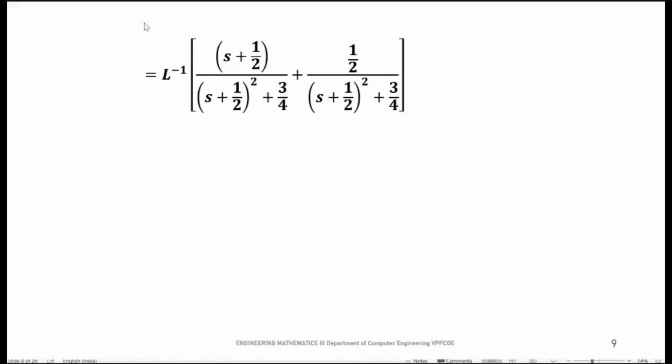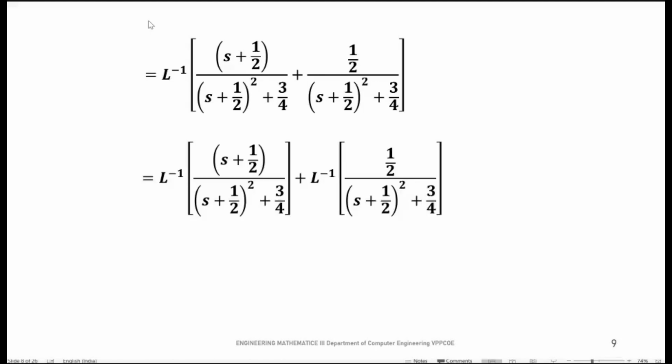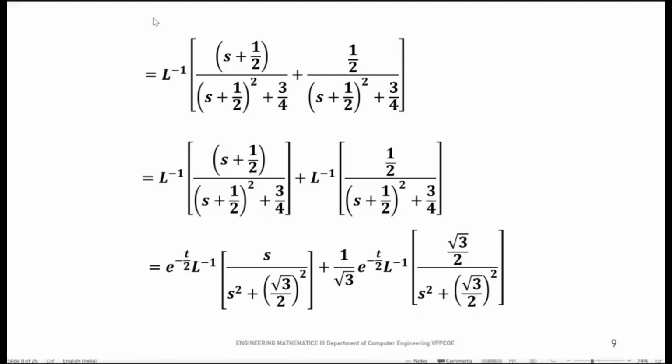Separating that: (s plus half) upon (s plus half the whole square plus 3 by 4), plus (1 by 2) upon this. Now everywhere s is replaced by s plus half, so e raised to minus t by 2 comes out. I am separating both L inverse, and then e raised to minus t by 2 comes out.